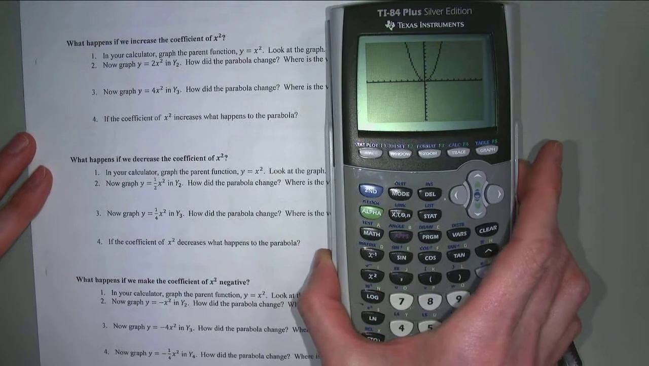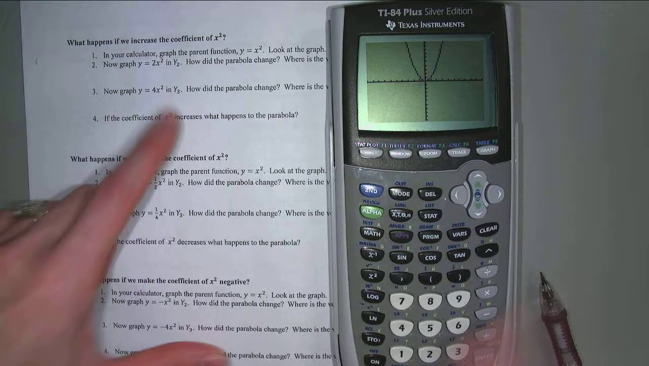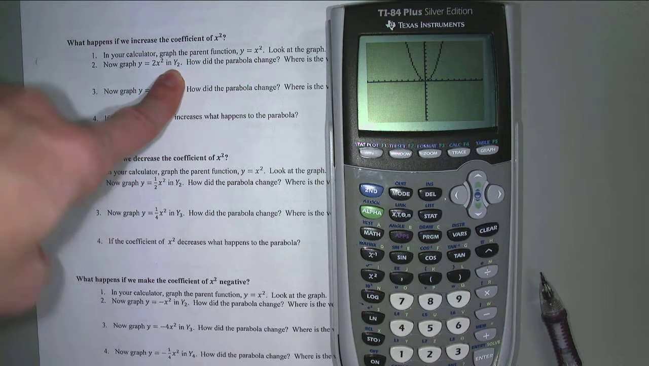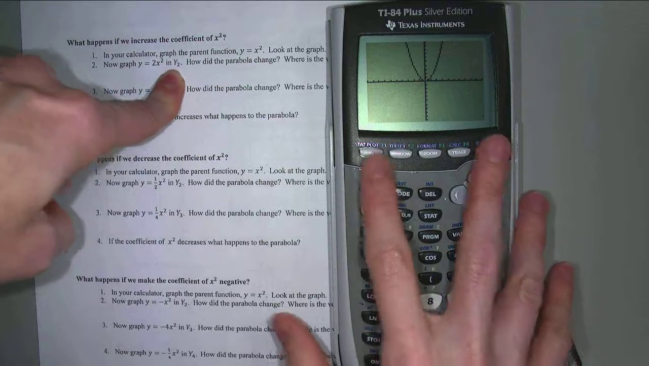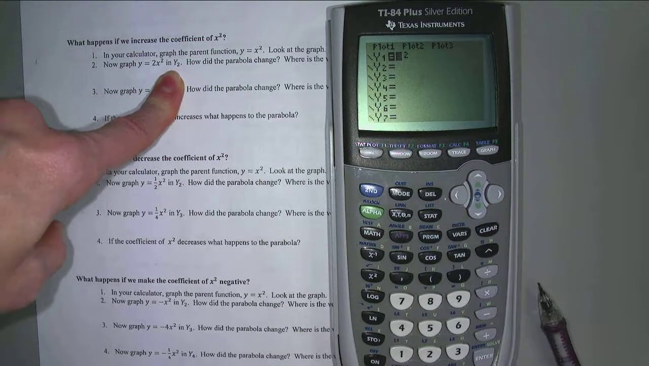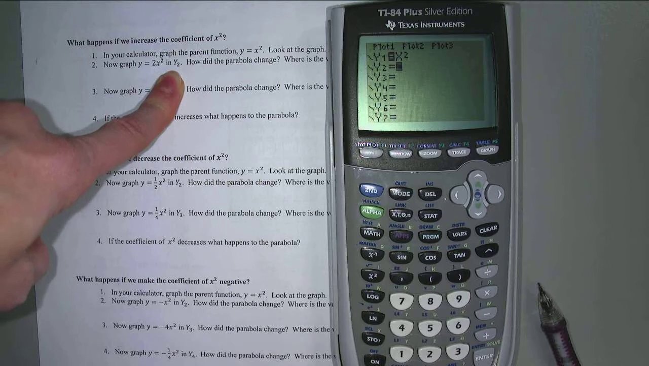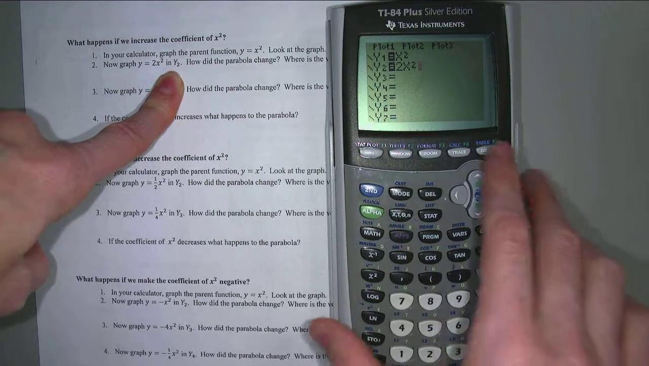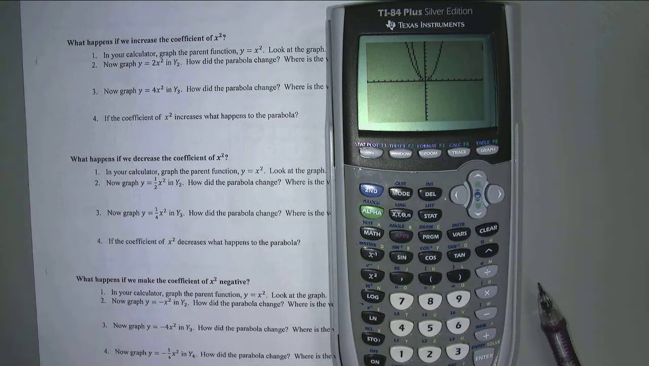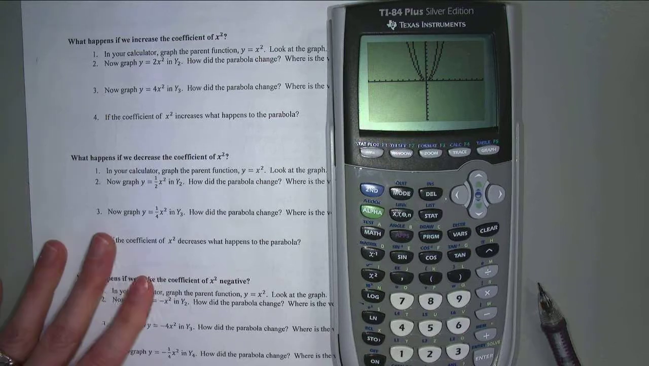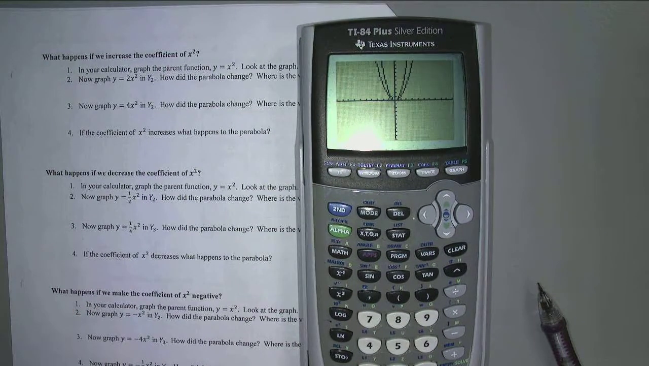It says, now graph y equals 2x squared in the second spot. So go to y equals again. Keep x squared as x squared, but in y2, put 2x squared and hit graph and see what happens. It graphs it, and it's relatively the same shape, but what did you notice? It's a little bit skinnier. Did you see how it's a little bit skinnier in there?